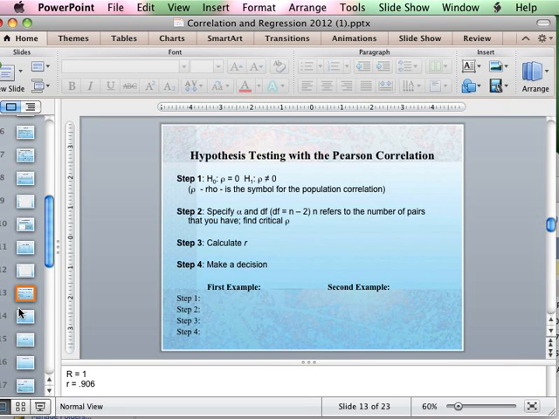In this case, my alpha level and my degrees of freedom. Alpha level, I'm still going with that 0.05 or 0.01 or 0.001 stuff. But my degrees of freedom in this case are n minus 2. And I'm losing 2 degrees of freedom because I need a mean for x and I need a mean for y. And each time I calculate one of those, I lose 1 degree of freedom.